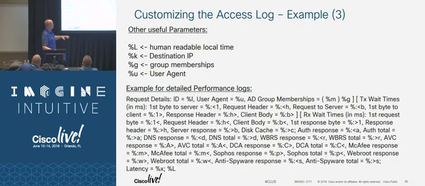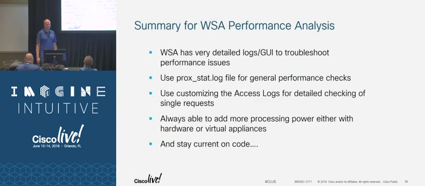So this is an example that was put together for a very, very detailed web access log. Again, maybe you just turn this one on when you're working through a problem. You don't want to spend all that time chewing up the logs normally. So basically, what do we learn in this section? Well, the WSA has some pretty detailed logs that you can roll through. The proxy stat is a real good place to start in all these. And really, you control most of this with your policy.